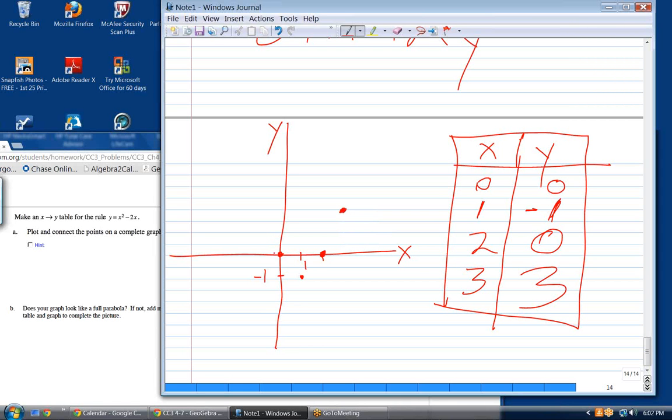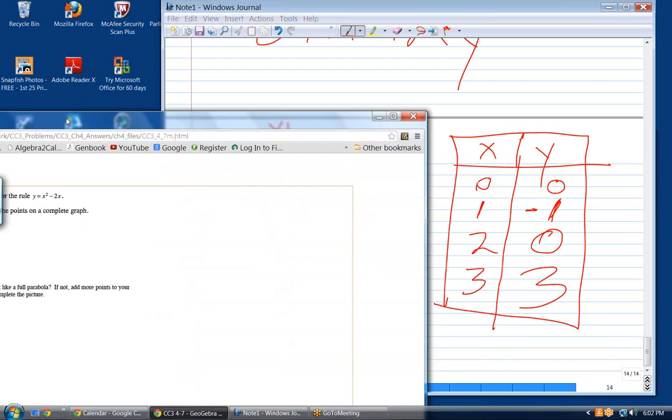So there's my points. If I want to connect them, there would be the curve that I would get by graphing those points. And if you know quadratics are always parabolas, then that's what this thing has to look like, a parabola. Okay?